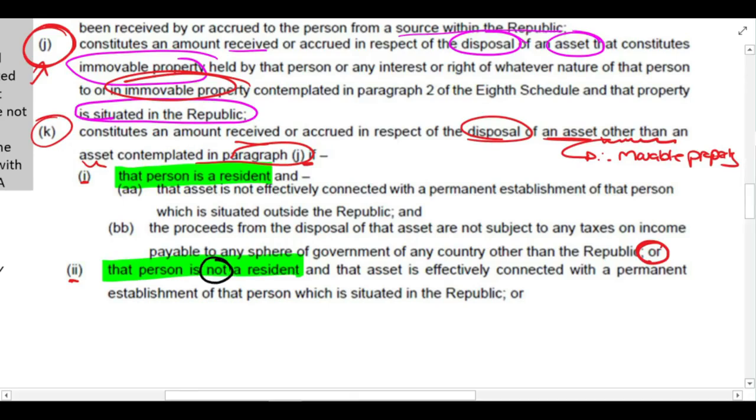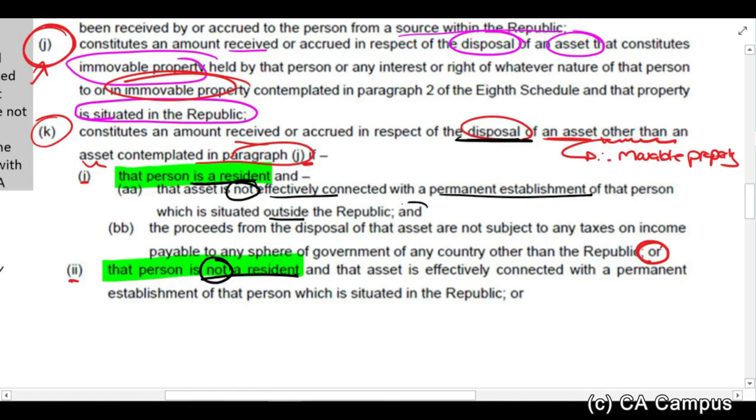Not a resident, is a resident. So this is what I'm trying to show you. I'm talking about an asset being disposed of by a resident, or an asset being disposed of by a non-resident. That's what I'm saying. The source rules are a concept that exists separately from the concept of a resident and a non-resident.